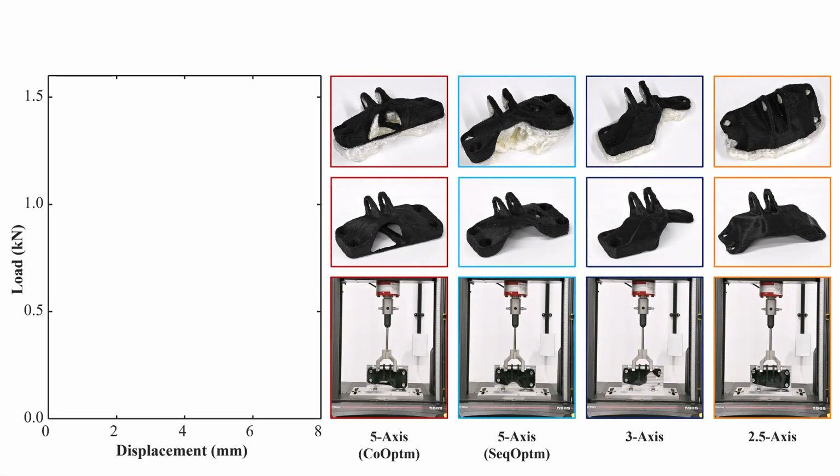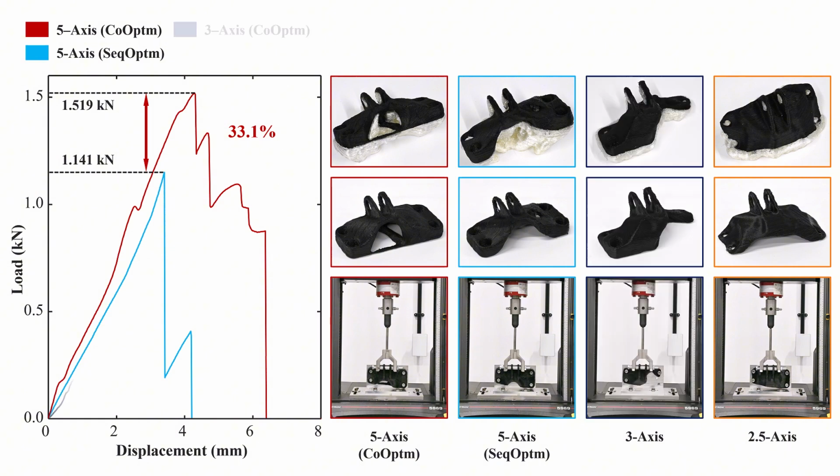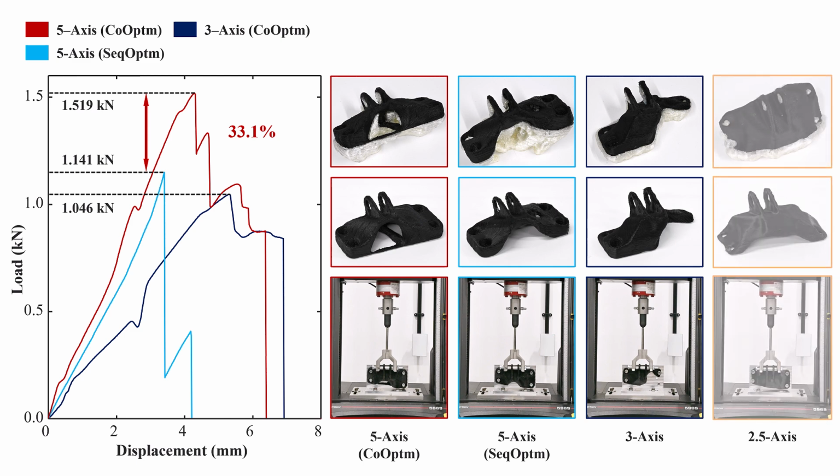Here shows 4 results for the GE bracket model. 2 models are generated by different optimization approaches for 5-axis printing. Our co-optimization approach can achieve 33% improvement in the failure load. We also generate 2 other models, one for 3-axis printing and the other for planar layer-based printing.